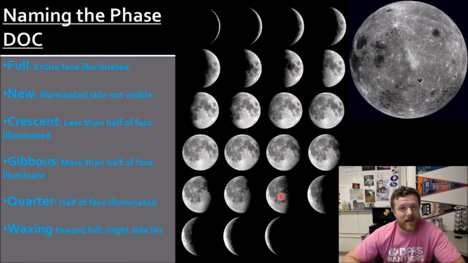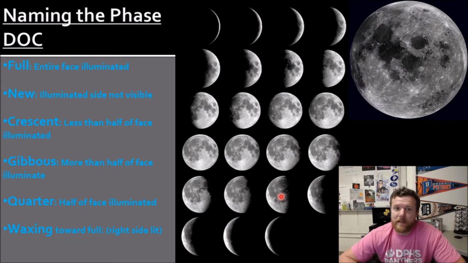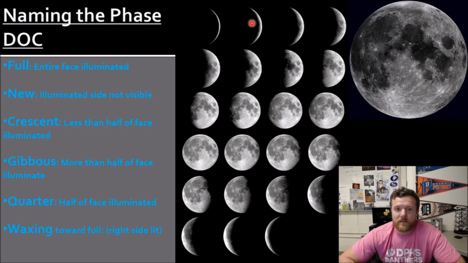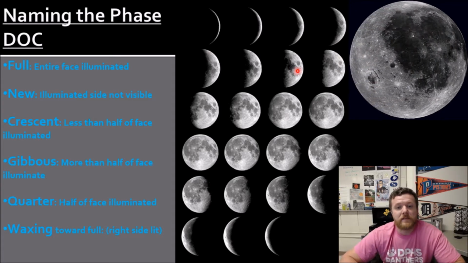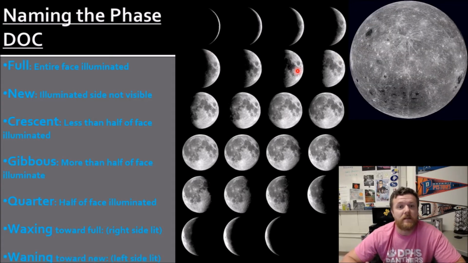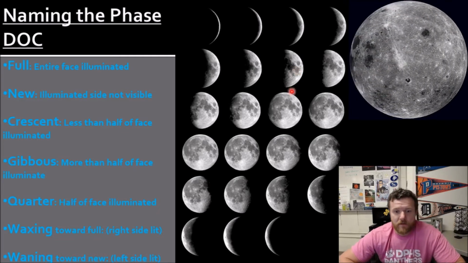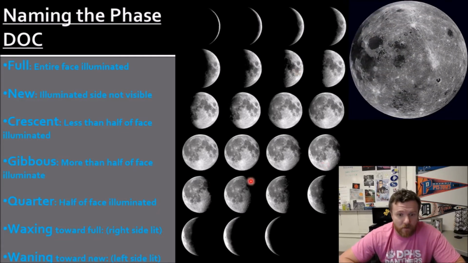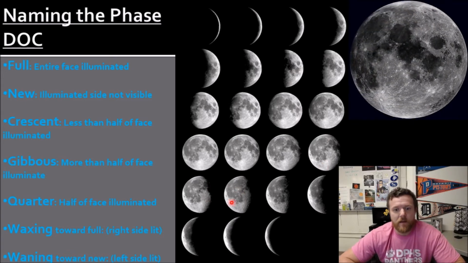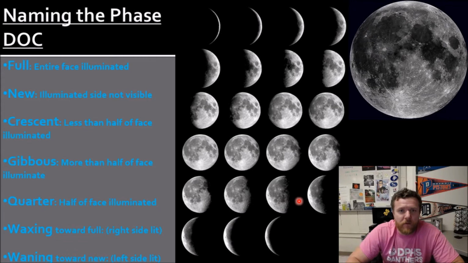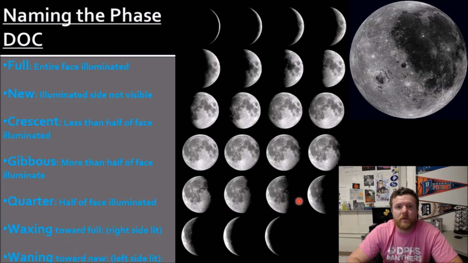Waxing means that as time is going on, more and more of the moon is becoming visible. It's getting bigger. So this and this and this, these are all getting bigger. That is known as waxing. Waning means that there is less and less of the moon that is visible each night. So if the moon is getting smaller, or appearing to get smaller, as it is down here, that is known as waning.